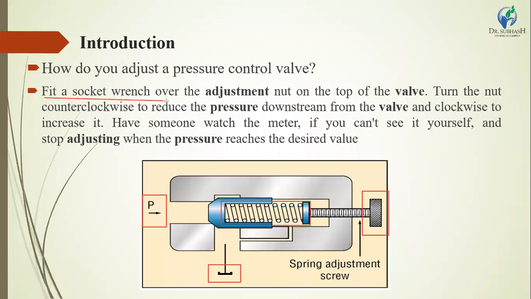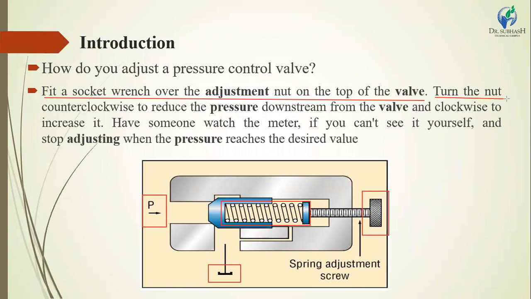Inside this portion there is a spring for adjusting the hydraulic pressure inside the circuit. Fit a socket wrench over the adjustment nut on the top of the valve. The wrench is attached to the top of the valve, so we can move it in a clockwise or anti-clockwise direction to adjust the pressure to a desired limit.